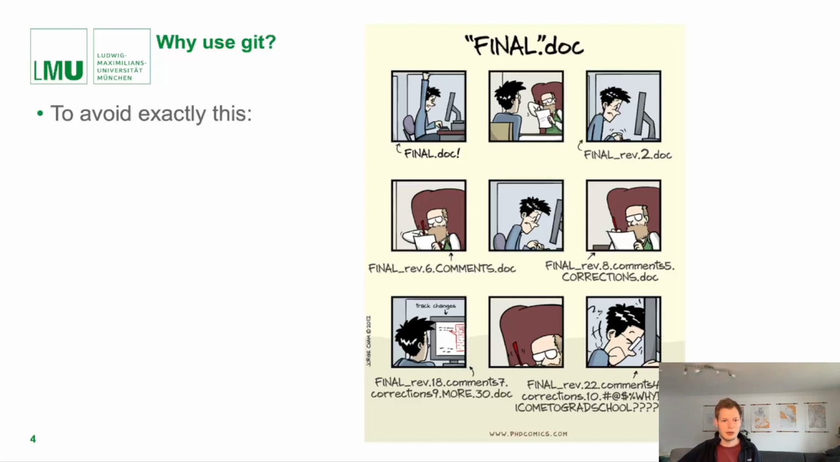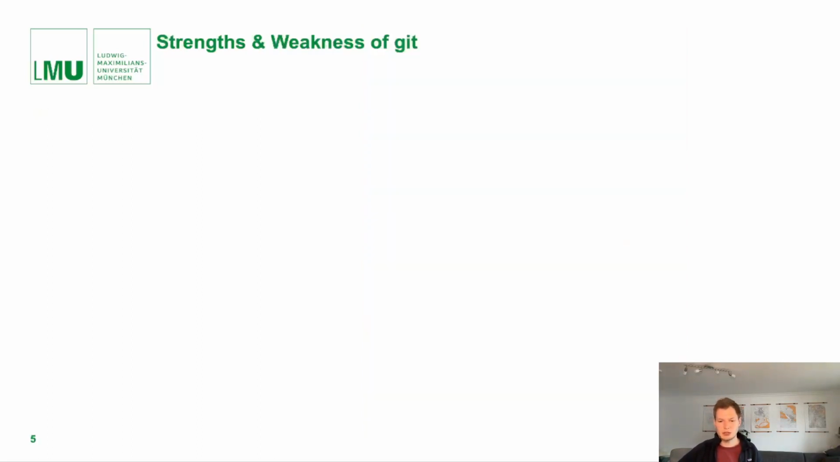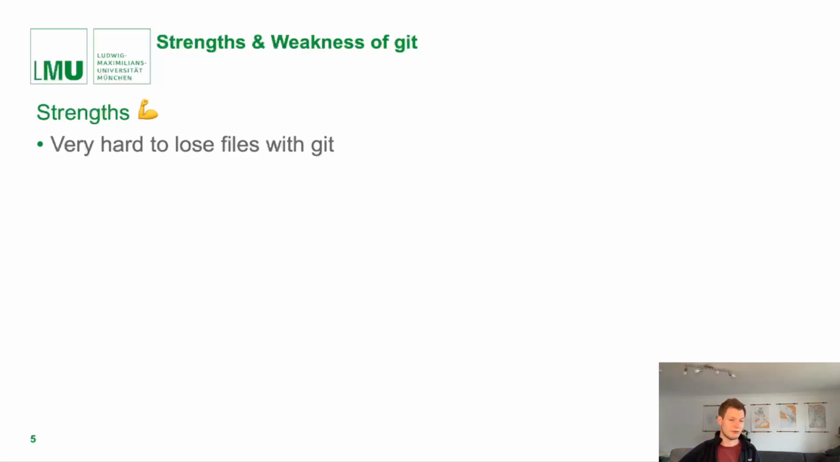Which brings me to the next point, which is the strengths and weaknesses of Git, just so you have a bit of an idea before we dive into the nitty gritty. So the strengths. First, because we want to stay optimistic, I guess. One thing that's really, really nice with Git is that it's very hard to lose files. So once you have something tracked in Git and you accidentally delete the file, you could always recover it if you don't do crazy things and delete the whole folder or something.